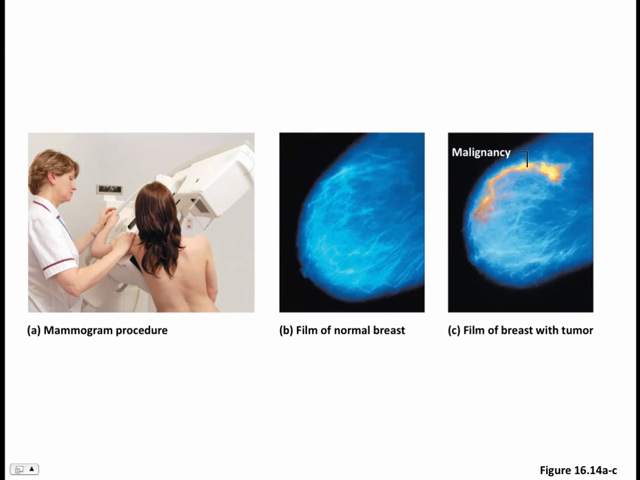And so here's the procedure of a mammogram. Malignancy, so here's an uncontrolled cellular growth, and here's normal tissue.